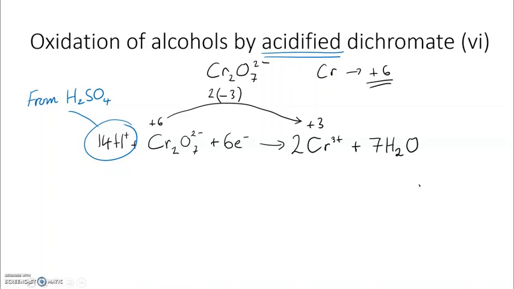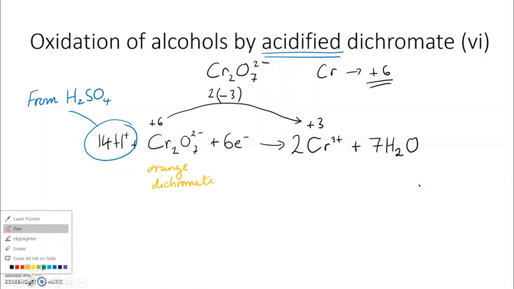The H+ is required for this reduction to occur so that the dichromate can oxidize your alcohol. Now, one thing that's interesting to note within this reaction is that we're dealing with transition metal ions here, which have colours. The dichromate itself is orange, and the chromium 3+, which is produced, usually produces a greenish colour.